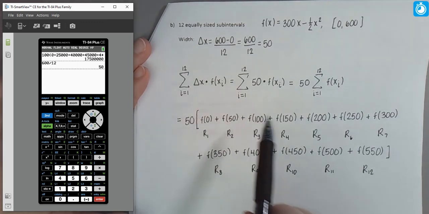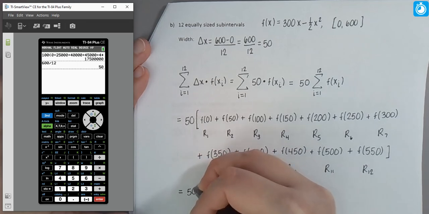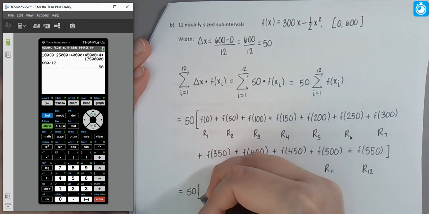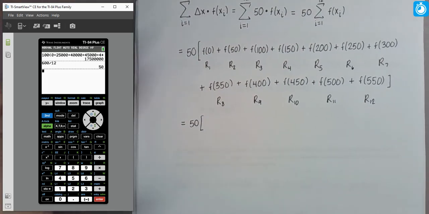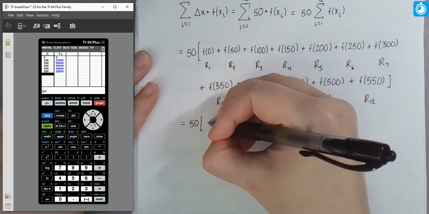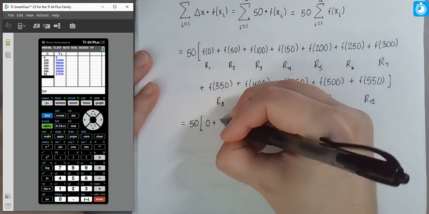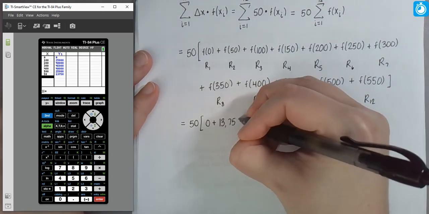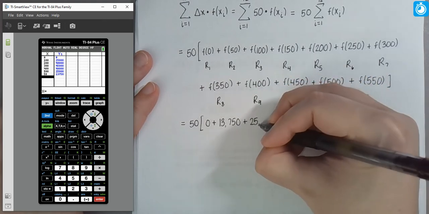So just like before, now we need to evaluate these particular function values. But we already have the 50 factored out, and so that saved a little bit of writing. Now some of these we already have. Keep in mind, this is the function we already graphed. So some of these values we already have. We'll just need to add on as we go. So starting at 0, we had f of 0 is 0. What about f of 50? So f of 50 is going to be 13,750. f of 100 we already have. That was 25,000.